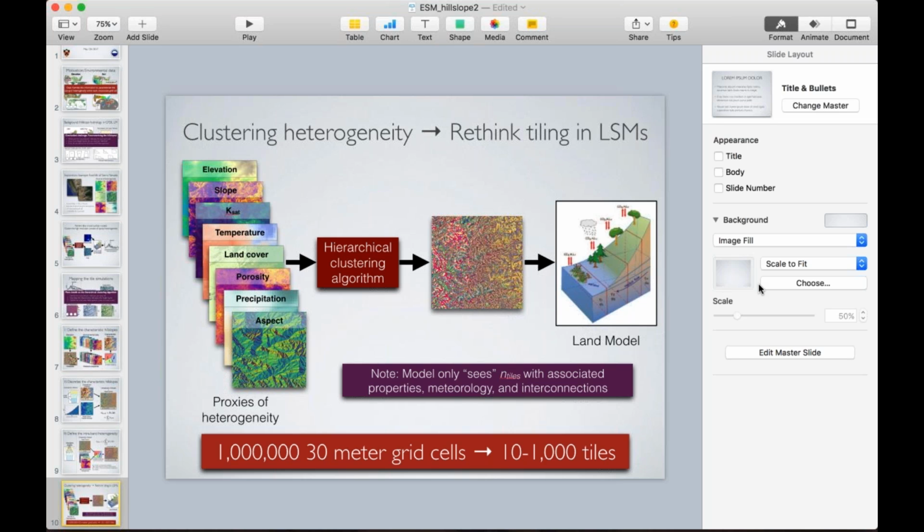But the question of how to account for heterogeneity really depends on the application. If the application is very short-term flood forecasting, then the number of tiles you'll need will increase dramatically. But if you're interested in daily estimates, then you'll have a lot of smoothing in terms of the rainfall. So you need to account for the orography, but not as much as you would if you're doing very fine time scales.